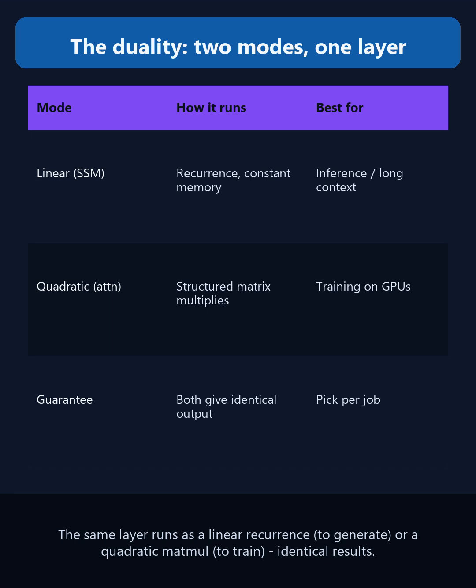The duality gives you two equivalent modes for the exact same layer. The linear mode is a recurrence. It processes one step at a time with constant memory, which is ideal for generation and long context. The quadratic mode forms a structured attention-like matrix and runs as dense matrix multiplies, which is ideal for training. You pick the mode that fits the job, and the math guarantees the same result.